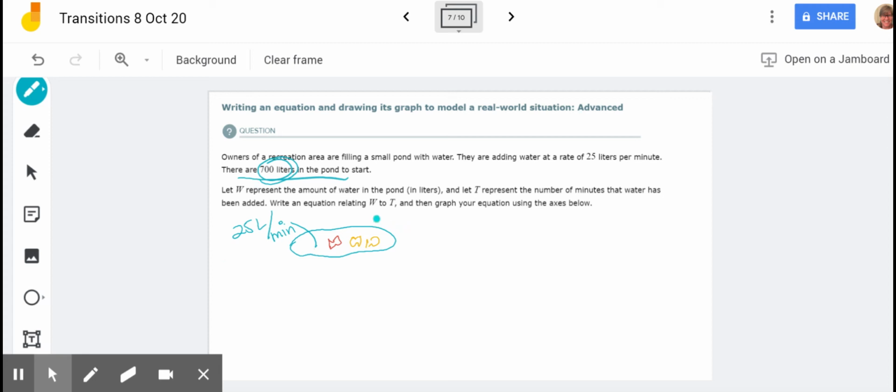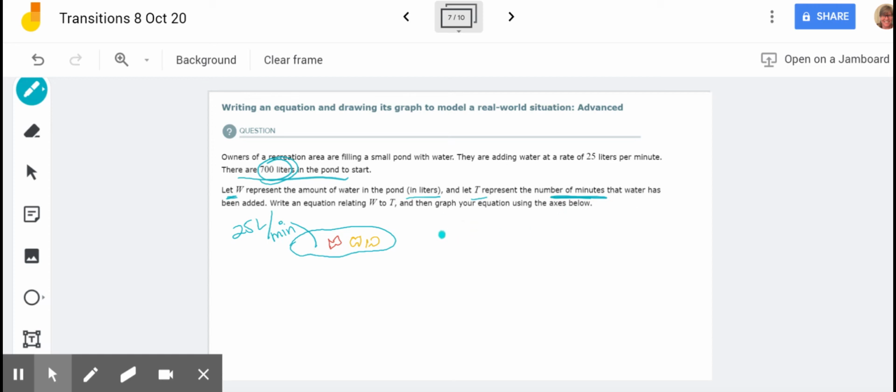Let W represent the amount of water in the pool. W represents water in liters, and T represents the number of minutes. That's really important with time. A lot of times, especially on the SAT, you guys, they like to give you hours and ask you for minutes or vice versa. Okay, be careful. Anyway, T is the number of minutes water has been added. Write the equation relating W to T.